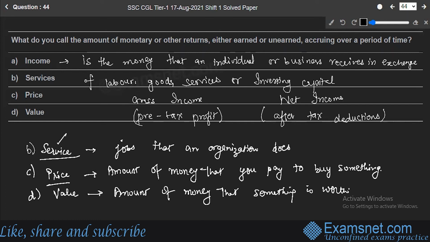I hope you're clear with this. So, yes, income is the correct answer. Option A is the answer to the question. Hope you're clear with this.